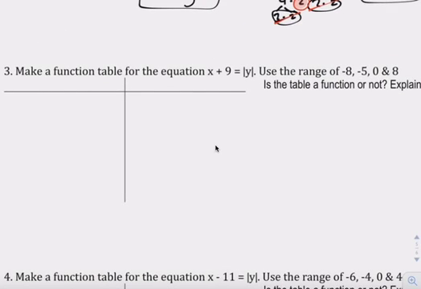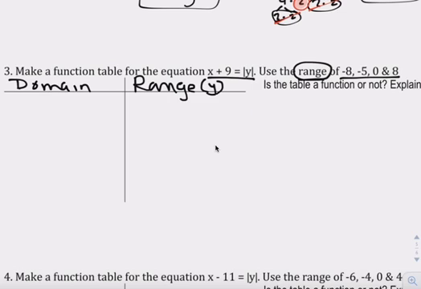Make a table of values. This is the table of values right here for this equation. Look at how I'm annotating. Make sure you annotate. The range is on this side, it's the y. Range is the y. This is the domain. Okay, so we're going to show work on the range.